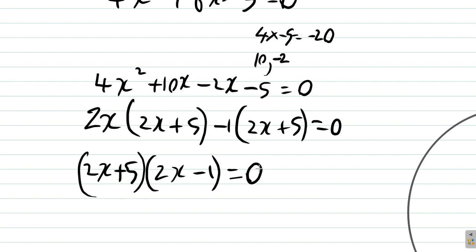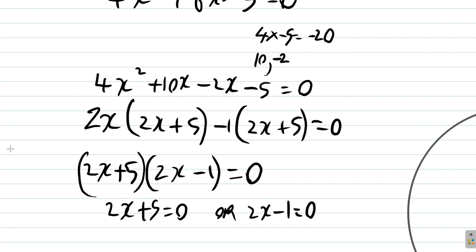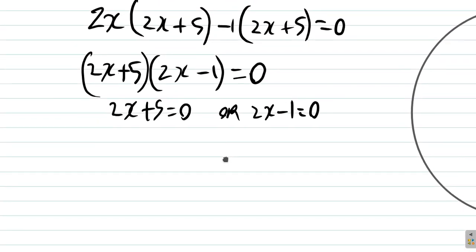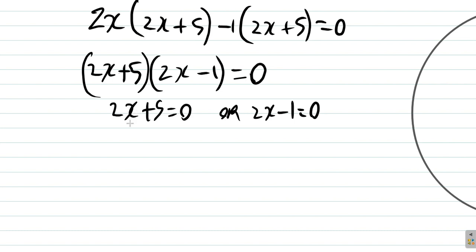Alright, so in solving this, remember the argument here is that these two things multiply and give you 0. So either one of them is 0 or the other is 0. Maybe 2x plus 5 is 0, or maybe 2x minus 1 is 0, or maybe both of them are 0, because 0 times 0 gives you 0. 0 times anything gives you 0. So in this case, x would be negative 5 over 2. Now, in this case, x would be half.